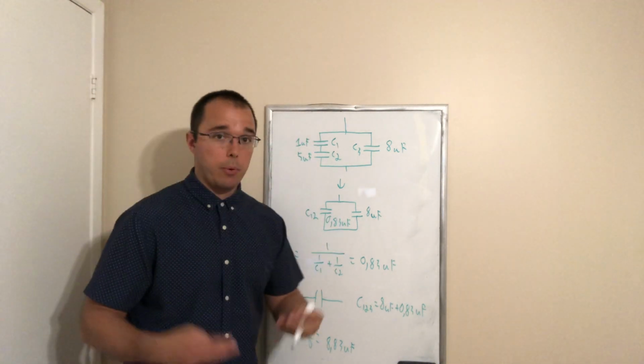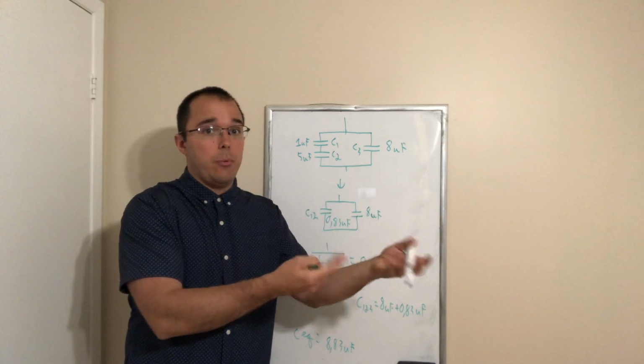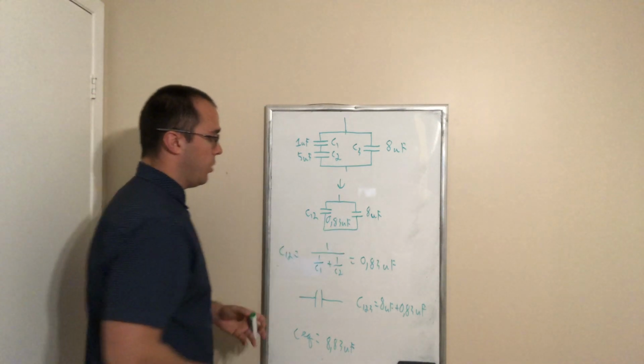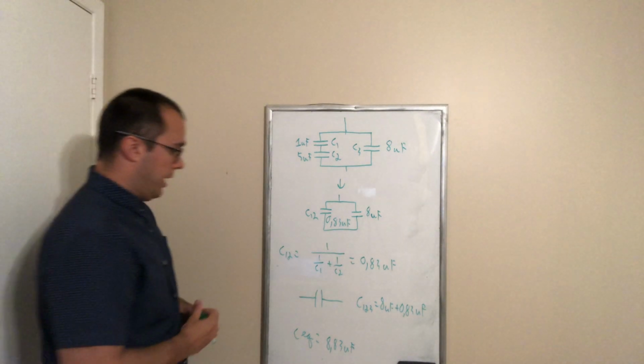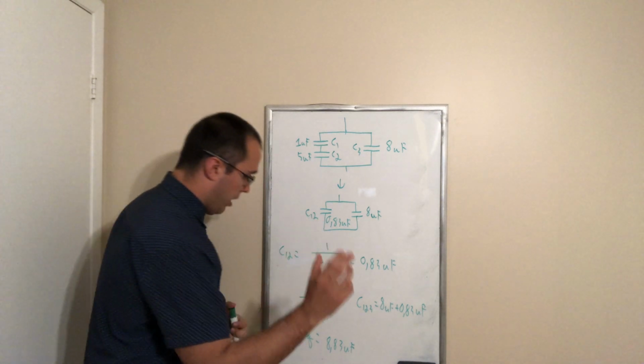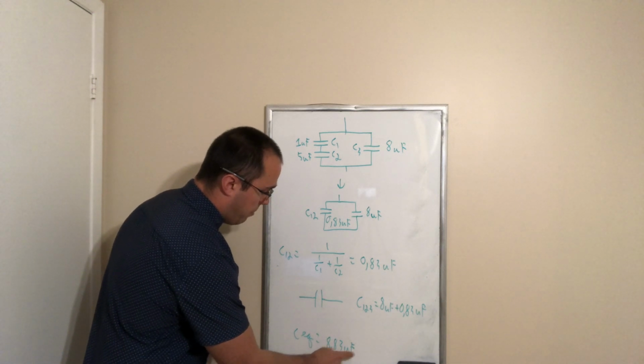Now we are at a point where we have two capacitors in parallel. Now they act like resistors in series, so we simply add them: 8 plus 0.83 microfarad. So we get back to one capacitor, and we get an equivalent capacitance of 8.83 microfarad.